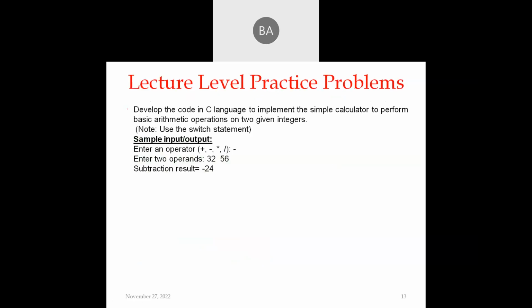This is a lecture level practice problem, and this is a very important problem. You are asked to develop a simple calculator which performs the basic arithmetic operations like addition, subtraction, multiplication, division, and if you require modulo you can implement that. You have to read the two operand values, and then read the operator which you want to perform. Then perform the given operator on these operands and display the result. This is what we call a basic calculator. You have to develop the code by making use of the switch statement.